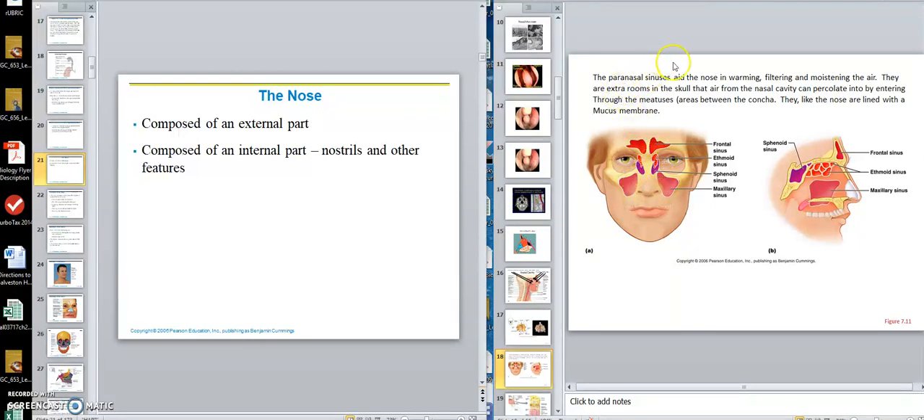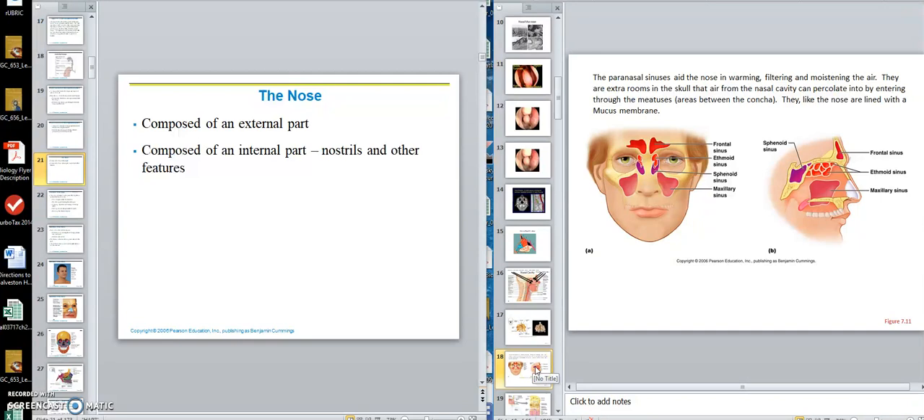So the paranasal sinuses aid the nose in warming, filtering and moistening air. There are extra rooms in the skull, that's my word, that air from the nasal cavity can percolate into by entering through the meatuses, areas between the concha. They, like the nose, are lined with a mucous membrane. Okay? So in other words, what am I saying? I'm saying that that's the job of those paranasal sinuses. Everybody okay? And you can read that in the text. This is just what I'm giving you for right now.